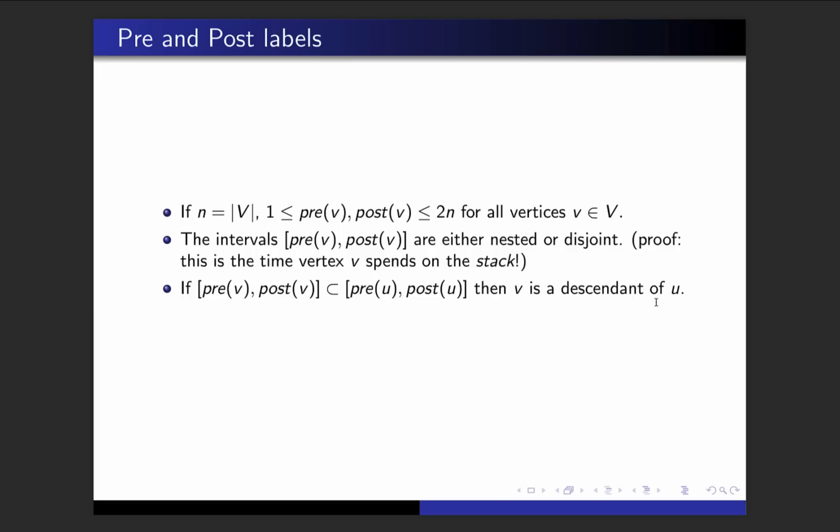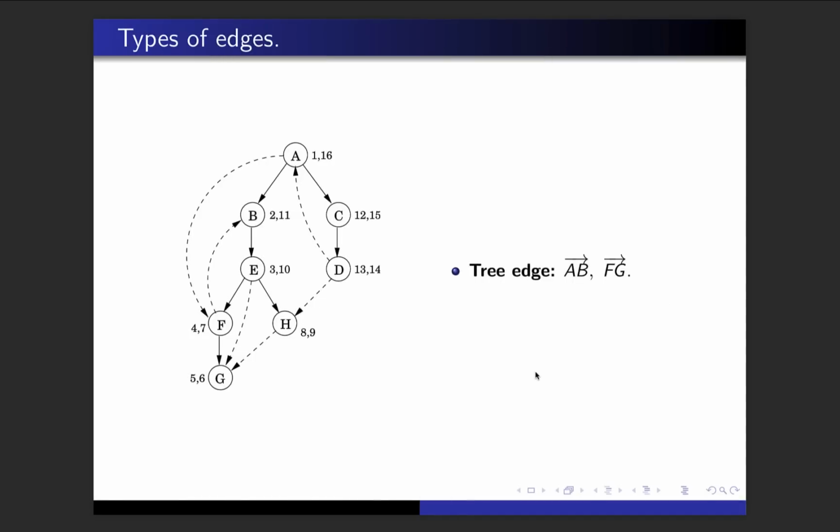What do I mean by a descendant? That means that we explore U first, we went down the edges, and we found V in the process. So V is a descendant of U. That terminology will be even more clear when I move to the next slide, which is classifying the edges of my graph dependent on how they appear on the DFS implementation.